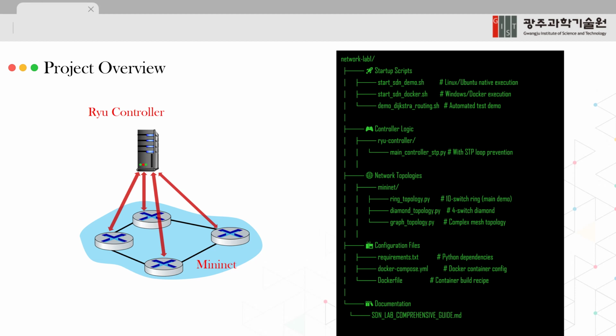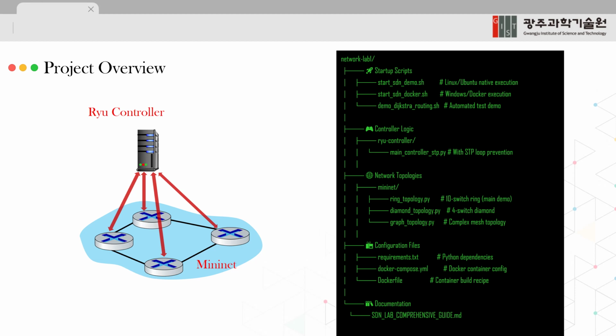Turning to the file structure, the project is organized into several logical directories. The startup scripts directory contains 3 key files. The start SDN demo.shell file script is for Linux and Ubuntu users who want to run natively on their host system. The start SDN docker.shell file is for Windows users running in a Docker environment.